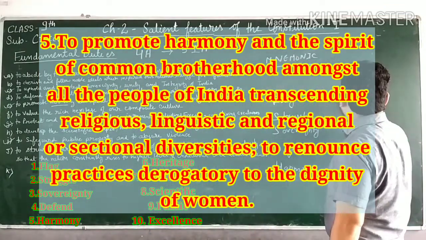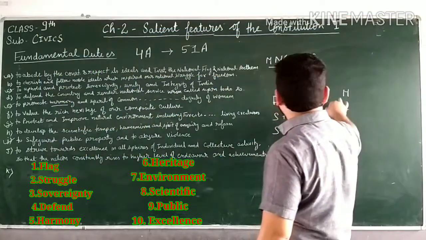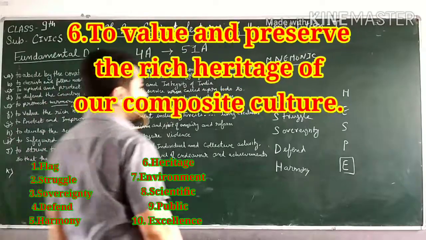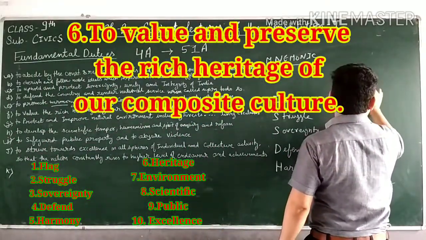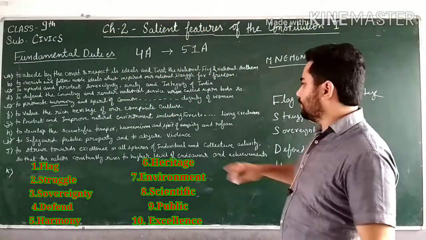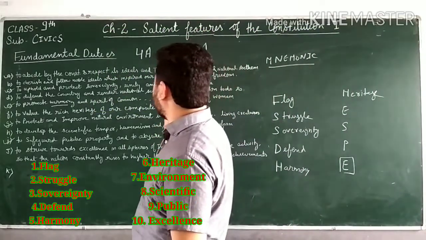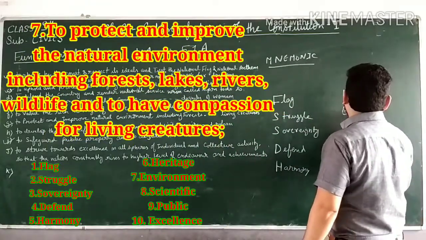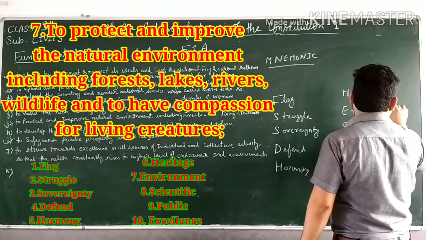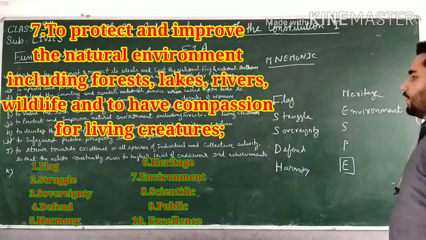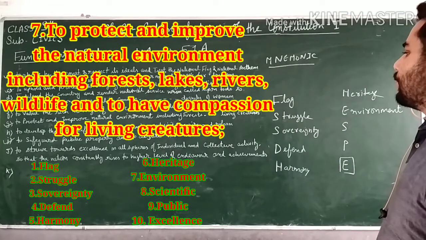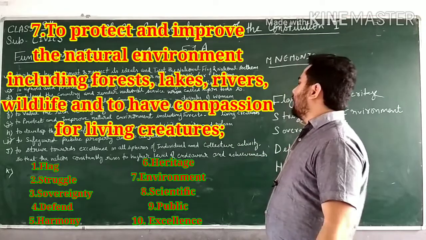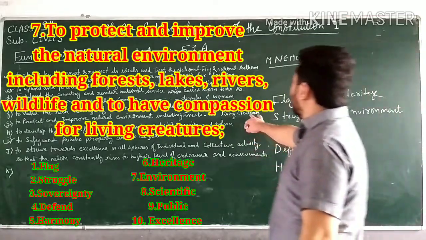And then after that we are having next H, heritage. After harmony we are having to value the rich heritage of our composite culture, right? Then next is to protect our environment, to protect and improve natural environment, including forests, lakes, rivers, wildlife, and have compassion for living creatures.